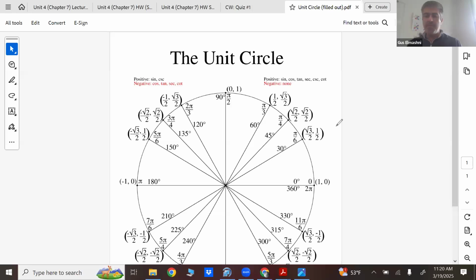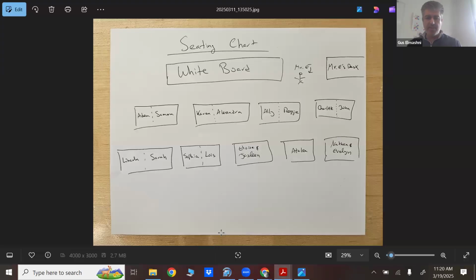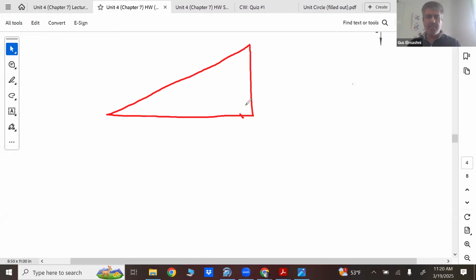As I promised, I'll put these ratios up. Hold on, let me get a white background. There we go. I'll try to write neatly, not like a doctor.